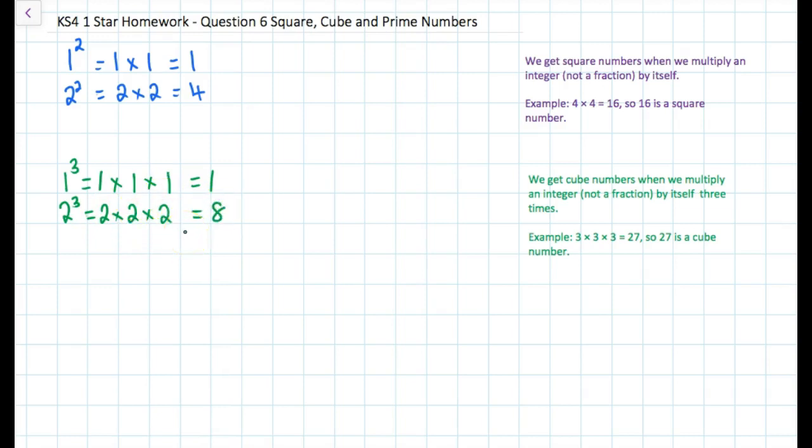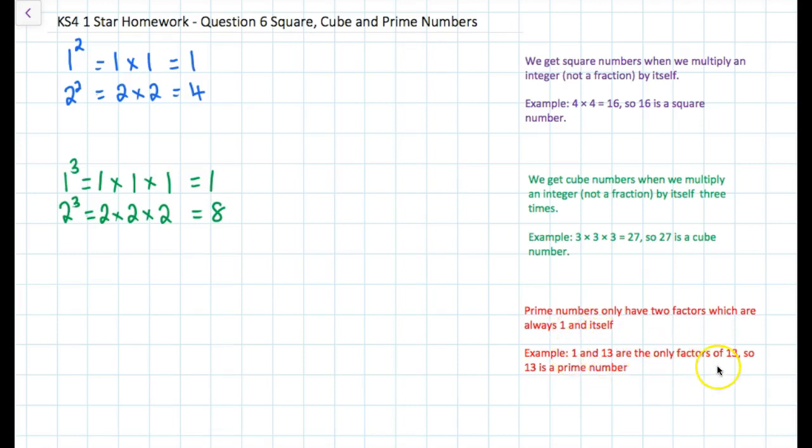I'm going to move on to prime numbers now. So prime numbers only have 2 factors, which are always 1 and itself. An example of this would be 1 and 13 are the only factors of 13, which means 13 is a prime number. We're going to go through trying to work out how we get our prime numbers now.